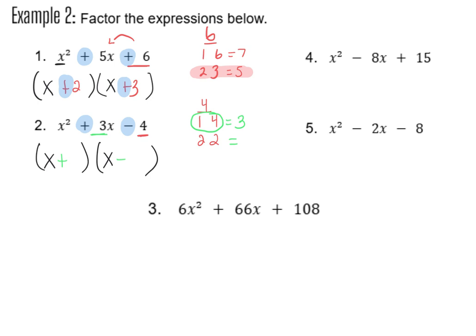So I'm going to now identify which number is going to get the positive. Well, because my d term is a positive number, my 4, which is the larger number, needs to go with the positive. And now my smaller number goes with the minus. This guarantees that when I add them, I get positive 3, and when I multiply them, I get negative 4. So every plus minus problem will give you a plus minus in the parentheses.